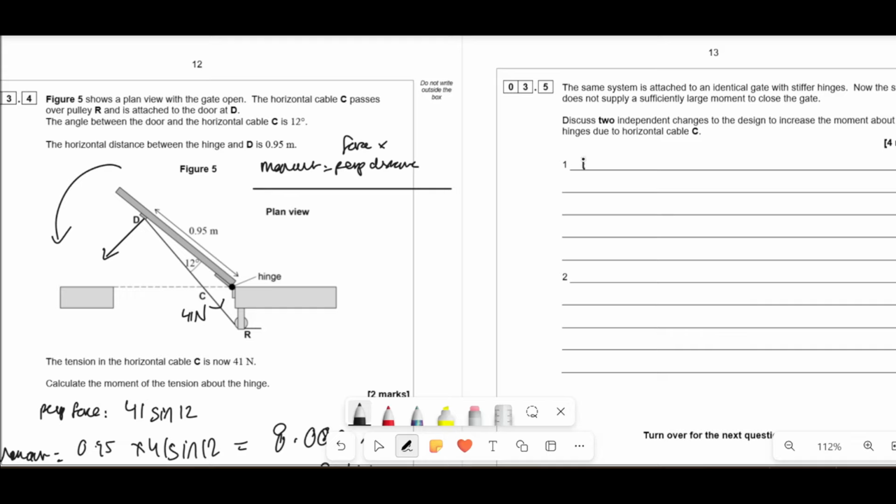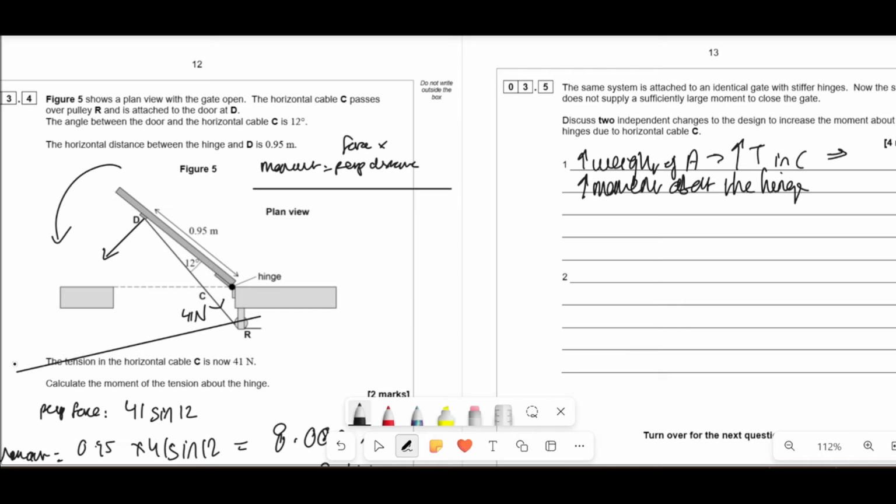So then in that case, we can increase the weight of A, and that will increase the tension in C, and therefore increase the moment about the hinge. It's all about imagining what's going on. Literally just pick a ruler and draw it, almost like what's happening. And it makes it a lot easier.